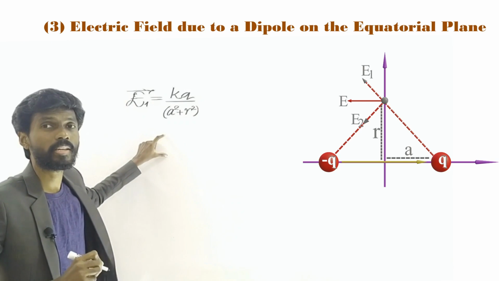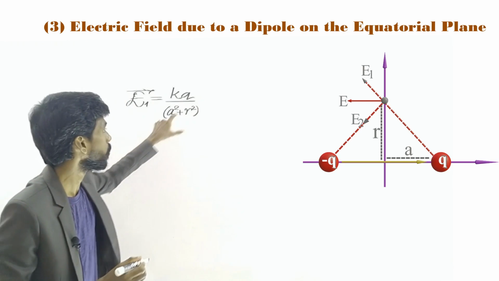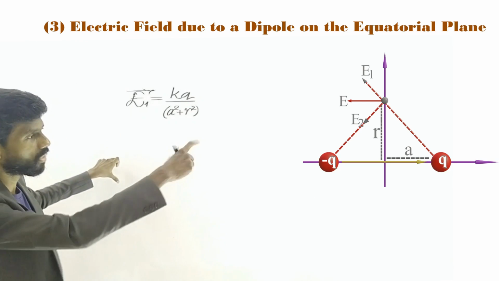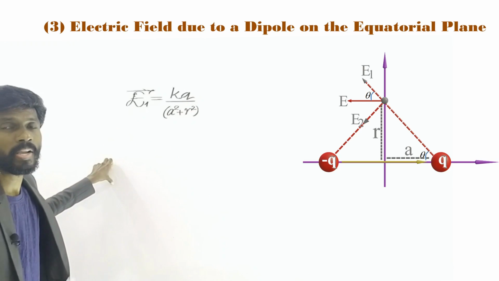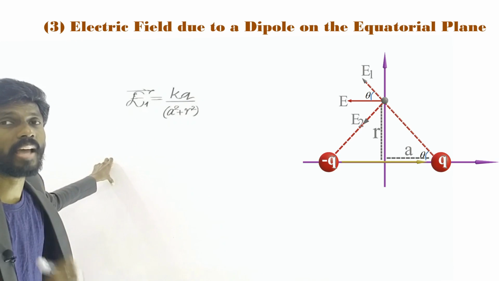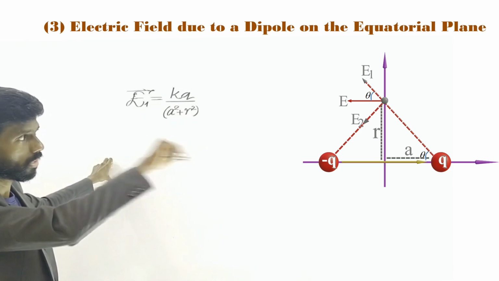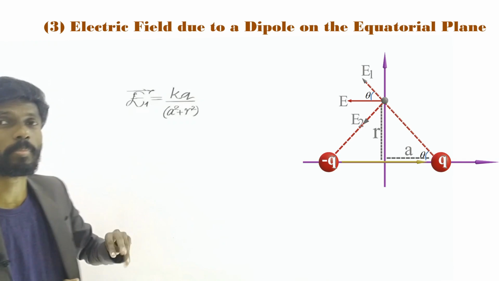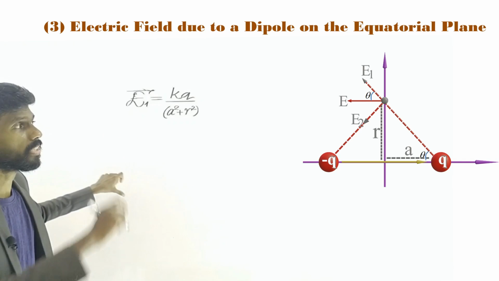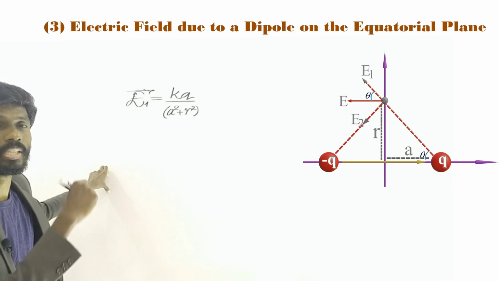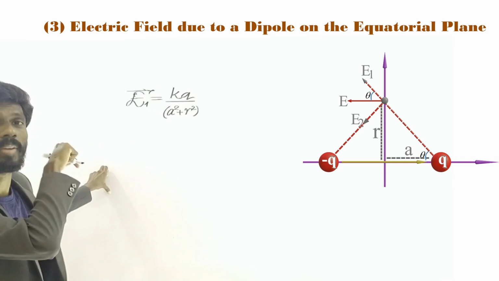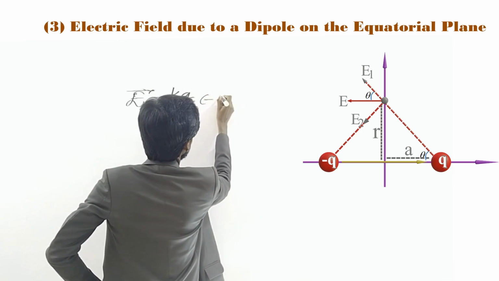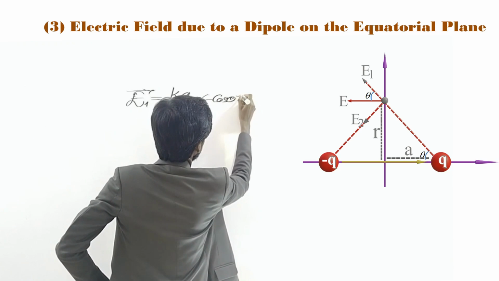Now we have to find the vector form, which means you also have to multiply by the unit vector in the direction of E. This angle is taken as theta, and that is also theta. So this E1 vector makes angle theta with the horizontal, with the negative x-axis. So you have to take the projection. The horizontal projection is that value multiplied by cos theta, in the negative x direction, so minus cos theta i cap.